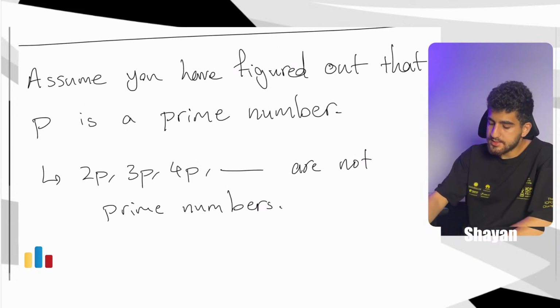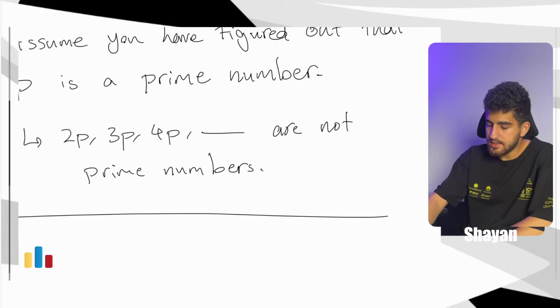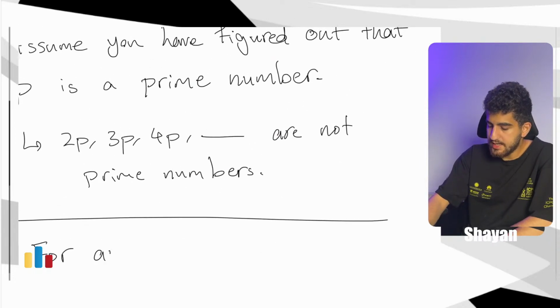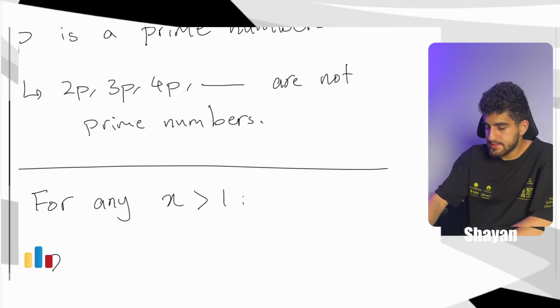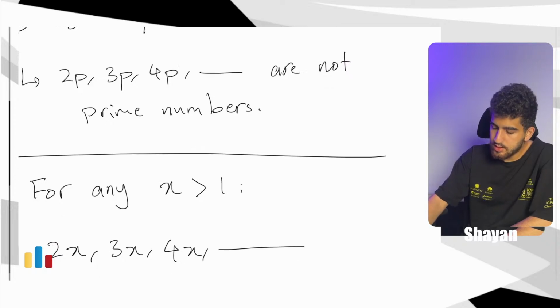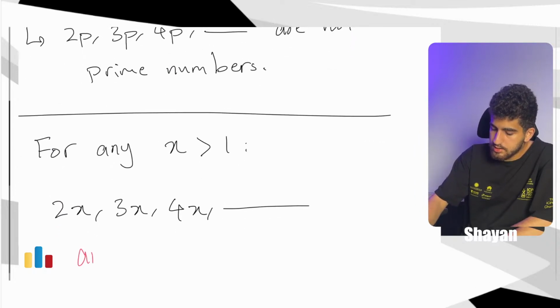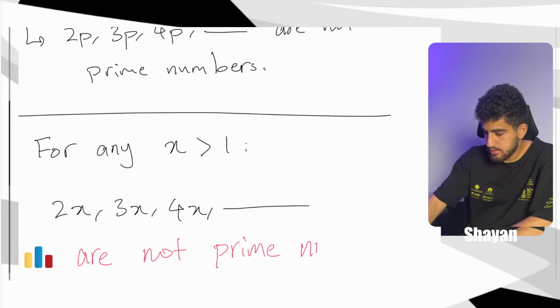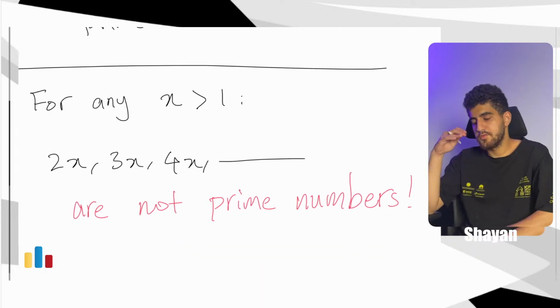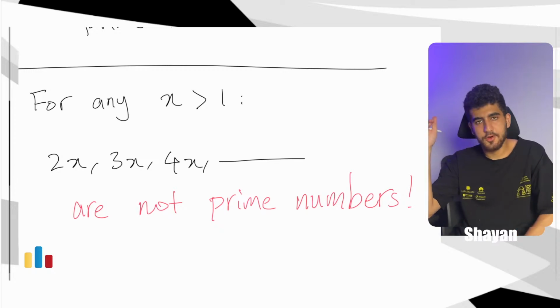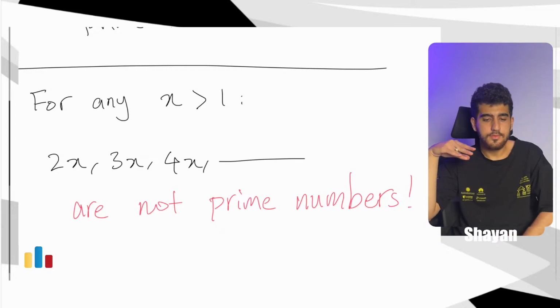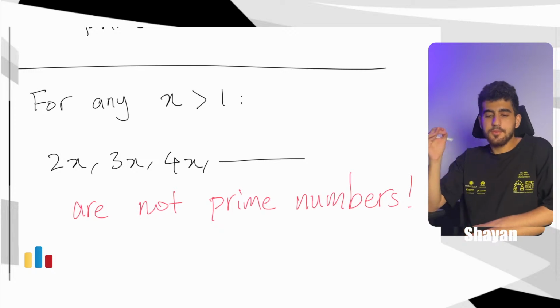So for any x greater than 1, 2x, 3x, 4x, and so on are not prime numbers. None of them are prime numbers. For any x greater than 1, 2x, 3x, 4x, and so on are not prime at all. So this is very important.